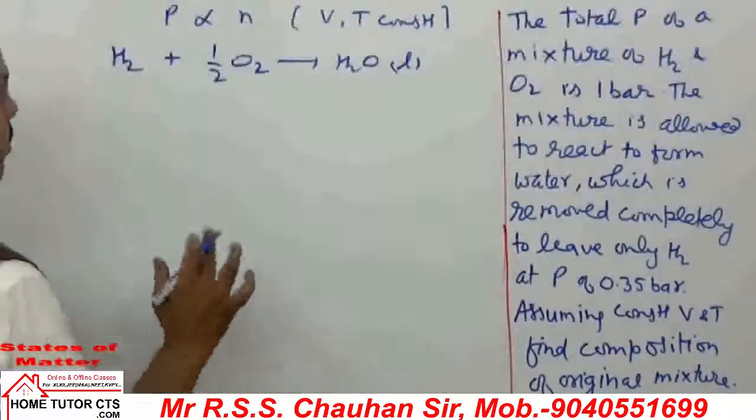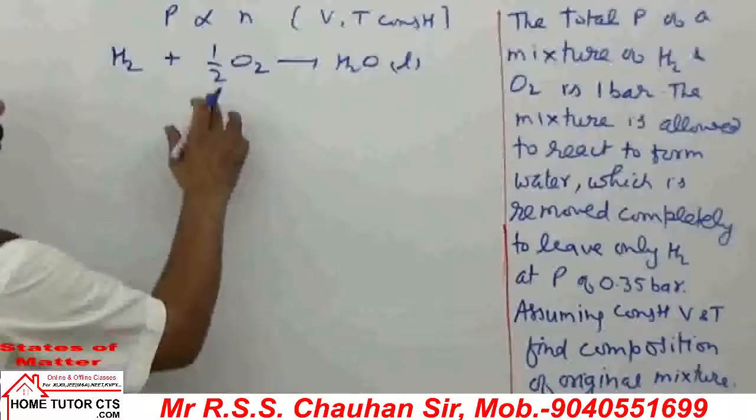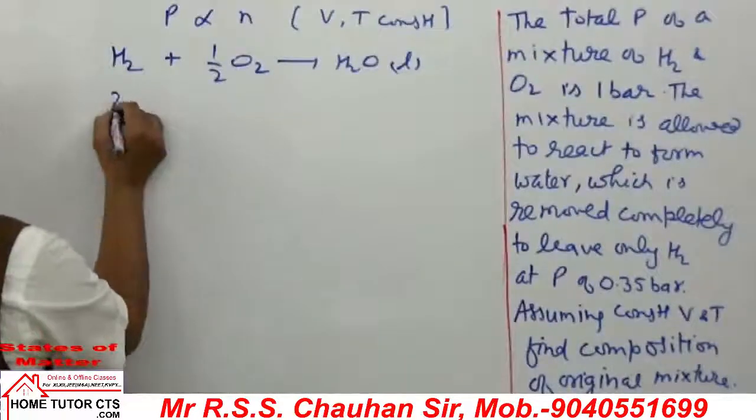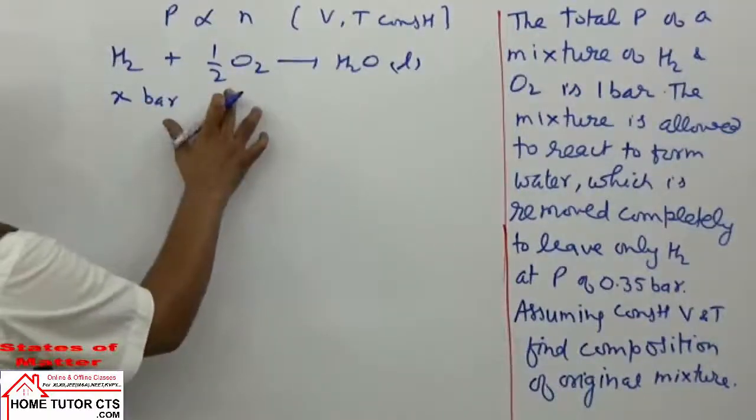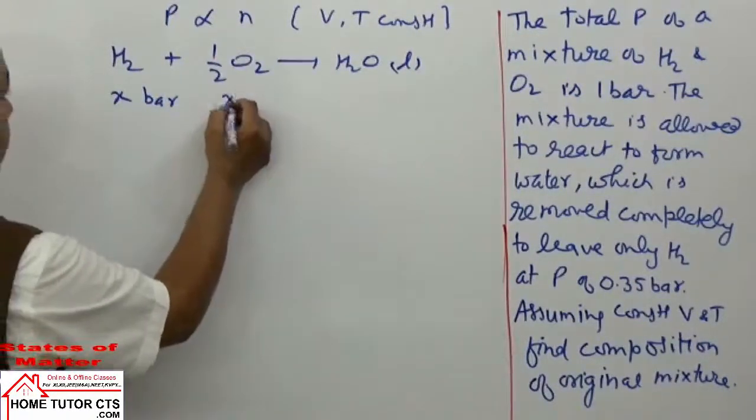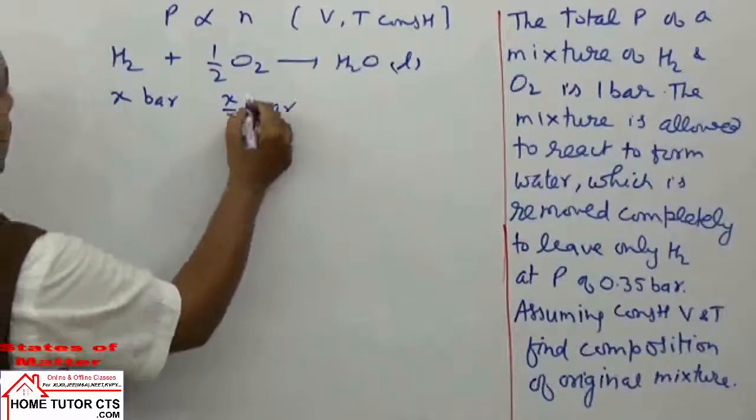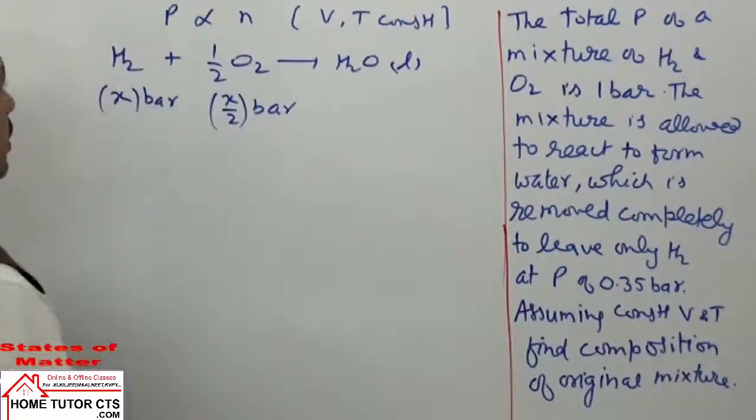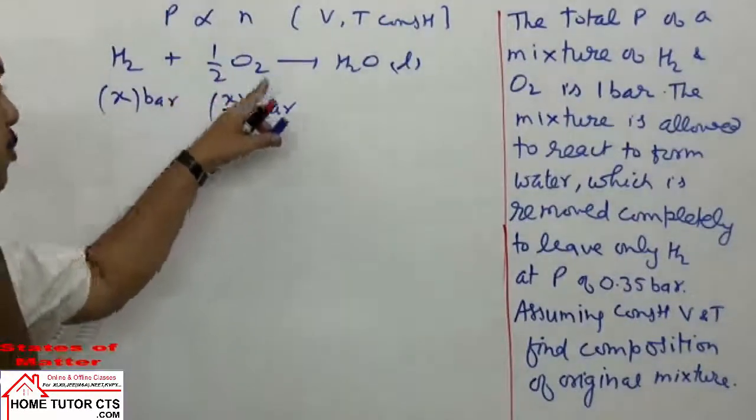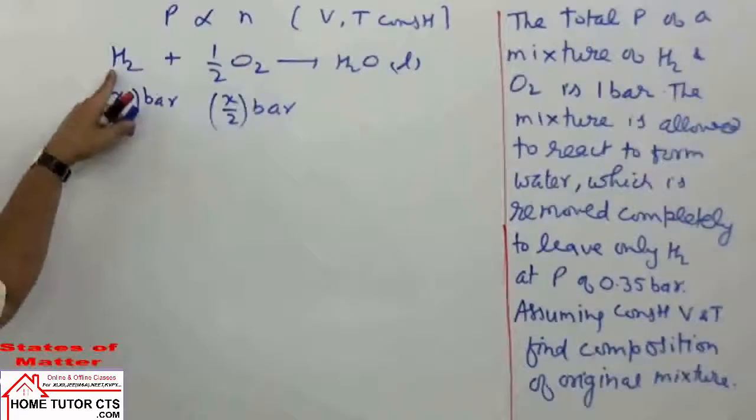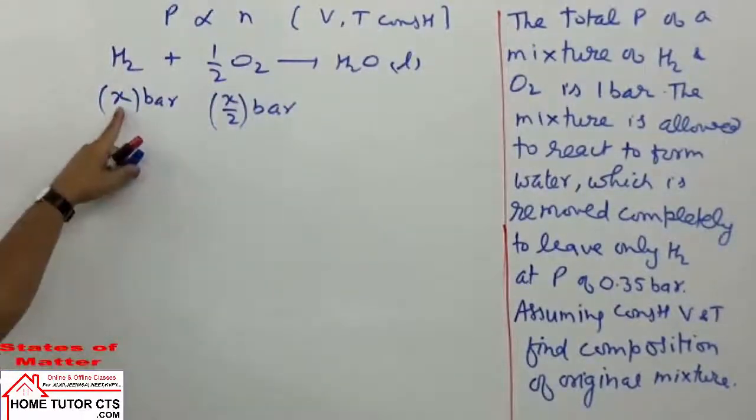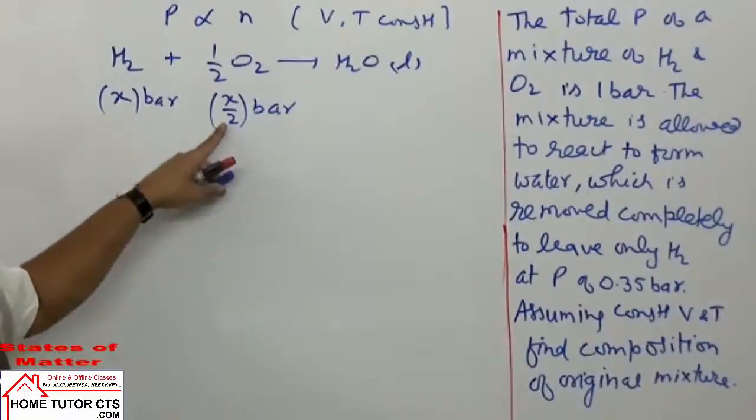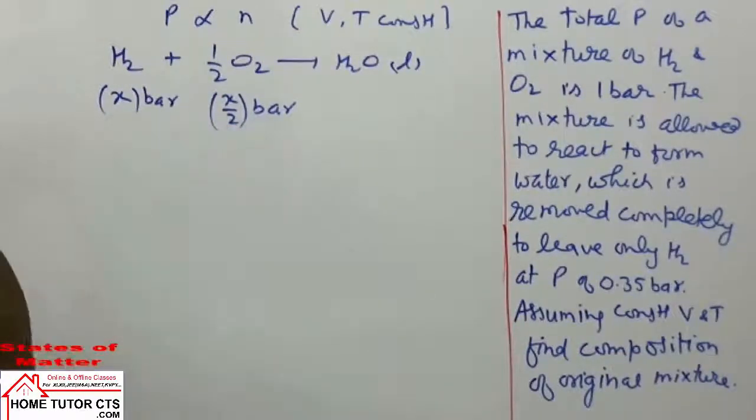Now what is the reacting amount here? Let us say the reacting amount is X moles, or reacting at a pressure of X bar. Then how much pressure of O2 will be consumed? X upon 2 bar. Because for 1 mole of hydrogen, half mole of O2 is consumed. Therefore, if pressure consumed is X bar, pressure of O2 consumed will be X by 2 bar.